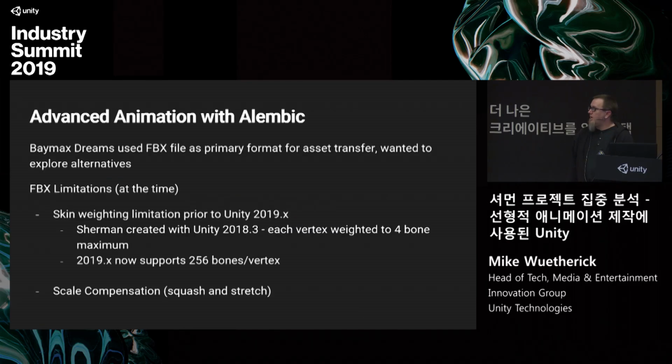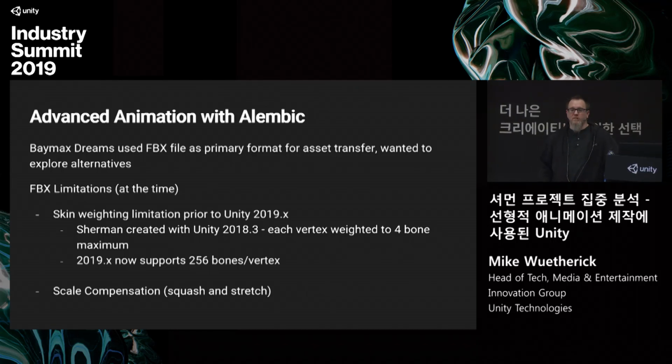For animation, during the Baymax project, we used the FBX format. We wanted to explore some alternatives. And as of 2018, or I think it was 2018-3, Alembic became an officially supported format, which is very common in animation production. So we used Alembic for the file format for this. At the time, there were some limitations with FBX that are no longer the case in the new 2019 releases.